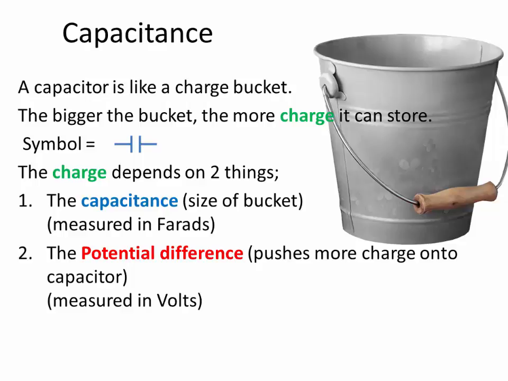So it depends on the capacitance, its capacity, and the potential difference. If we have a large potential difference, we can squeeze, push more charge into the bucket. And this is the equation. The charge that we're able to put in this capacitor depends on the product of the potential difference times the capacitance of this bucket.